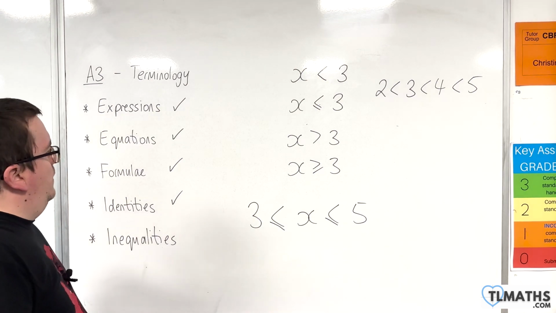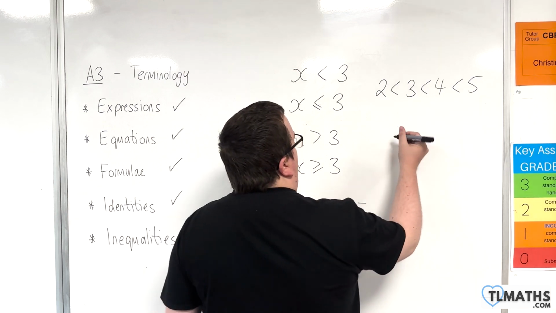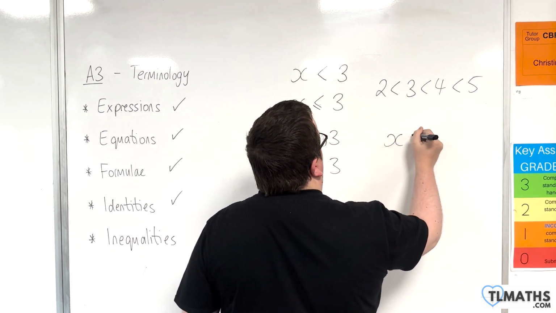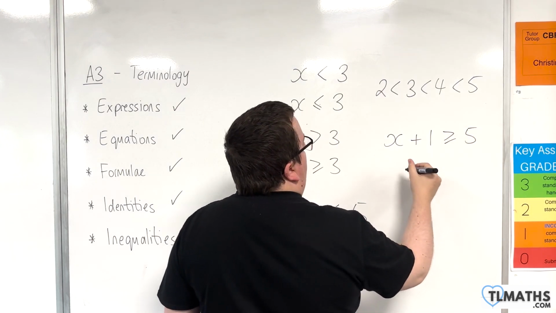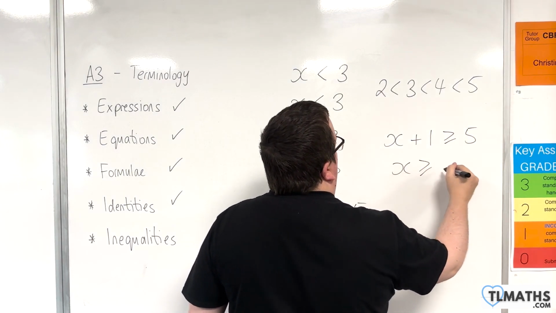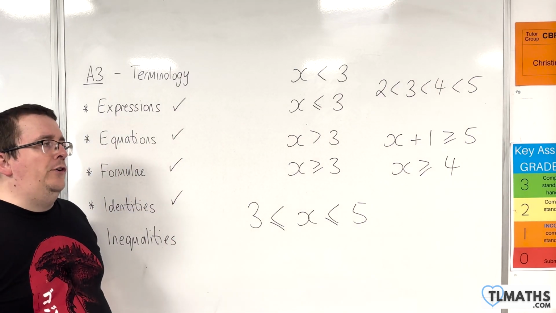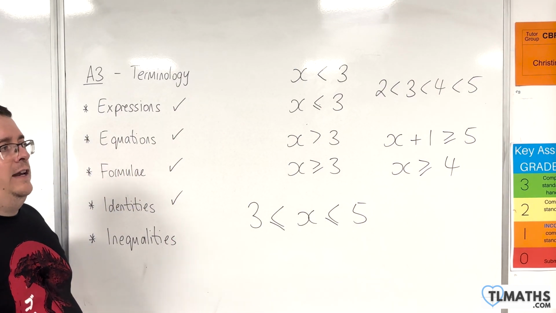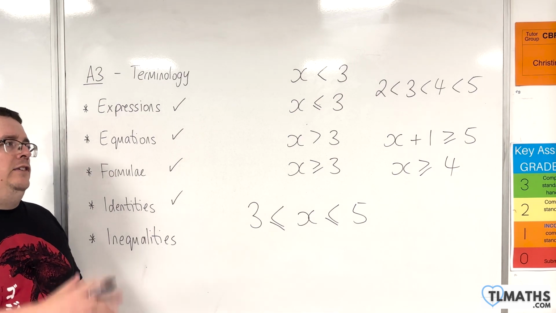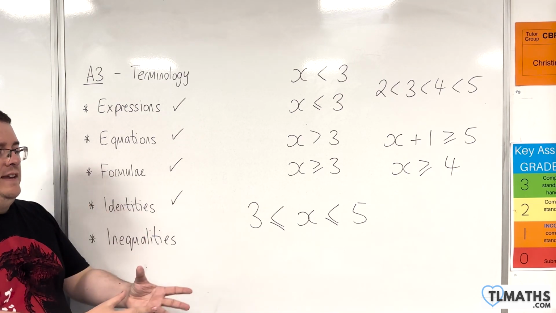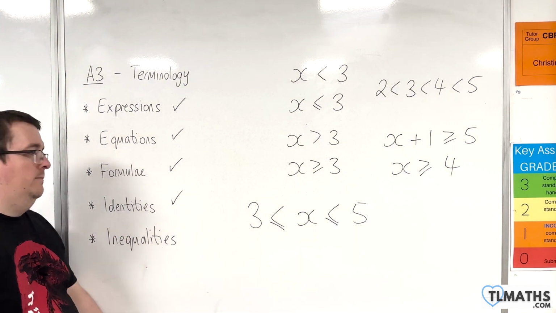Now, inequalities can be solved just like equations. So if you had x plus 1 is greater than or equal to 5, then it stands to reason that x must be greater than or equal to 4. Okay, so you can solve inequalities. We'll be doing some of that later on as well. But it's really here just to make sure you can identify that anything with one of these inequality symbols must be an inequality.